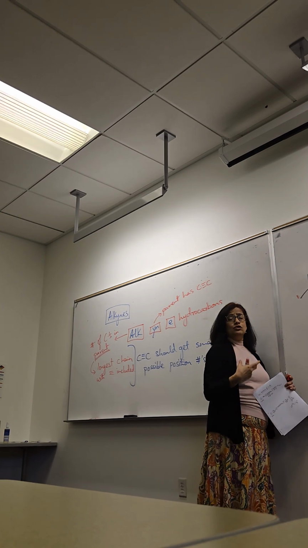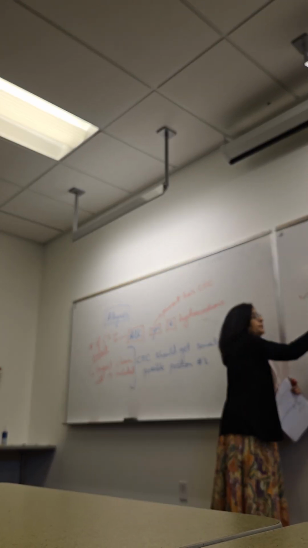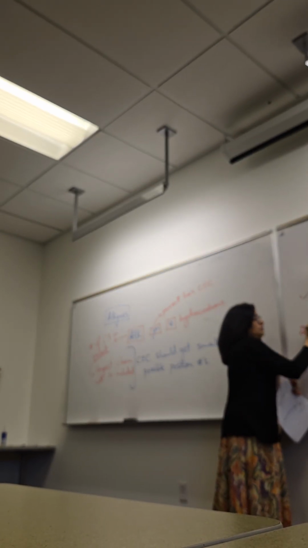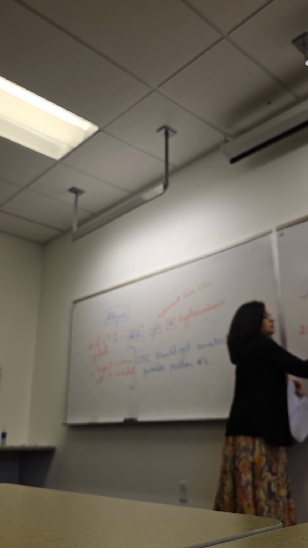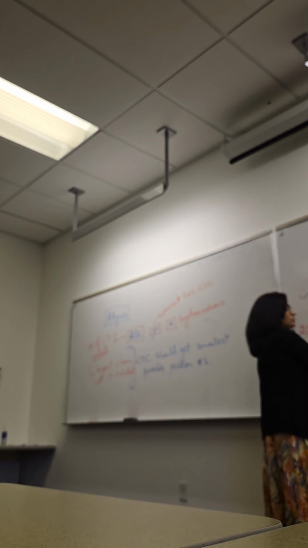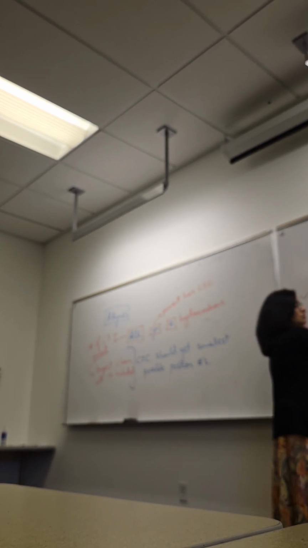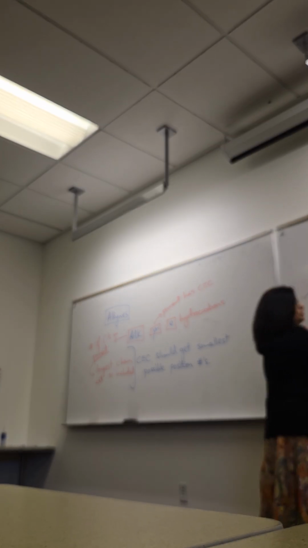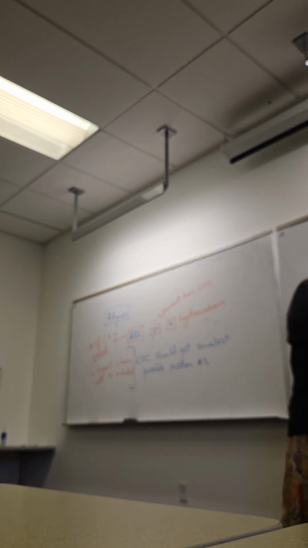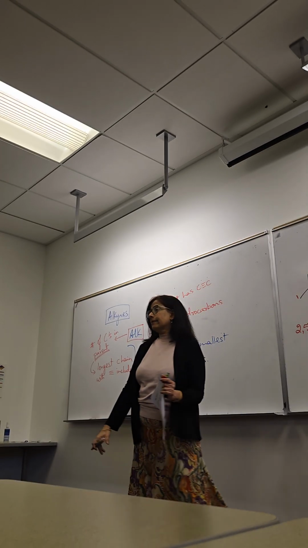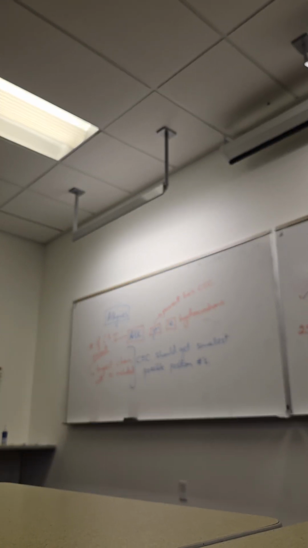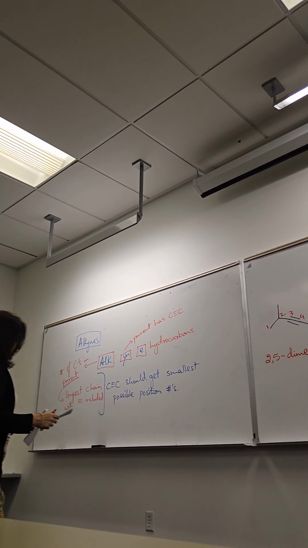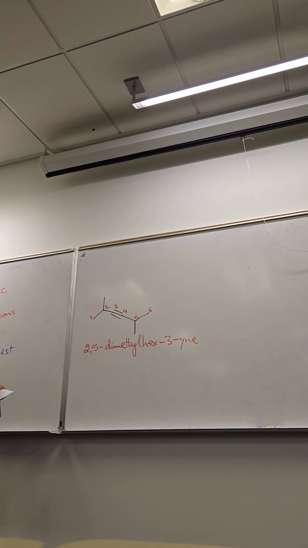Okay, let's start naming it. First come groups. What are the groups? Methyl. 2,5-dimethyl. And then comes the parent. So parent is hex, right? Where is the triple bond? So dash 3, fine. Everybody okay?